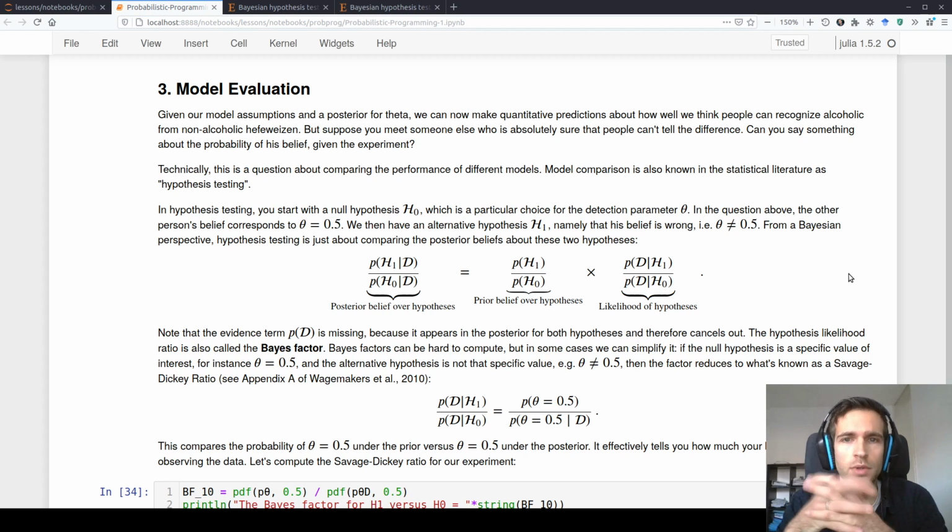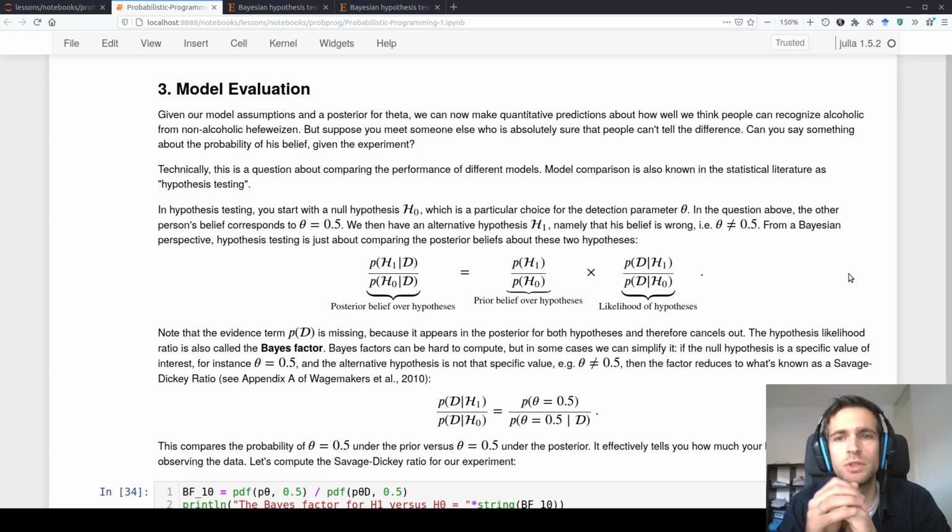So we have our model. It consists of a prior distribution and a likelihood function. Those are choices that we made. We could have made other choices. And we now have some belief over what the most probable value for the rate parameter theta is. Suppose you meet someone who has a different model.